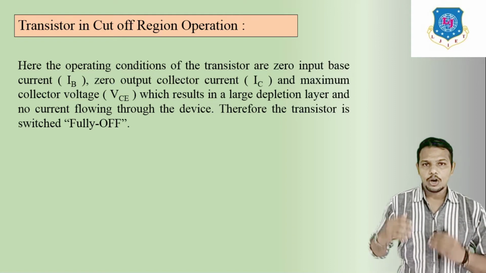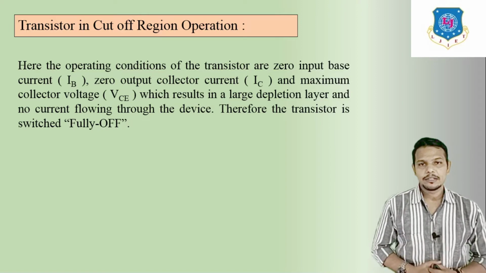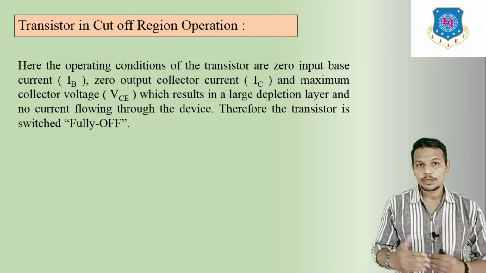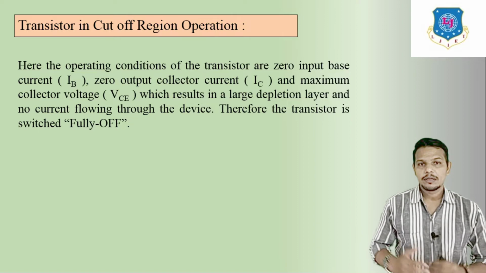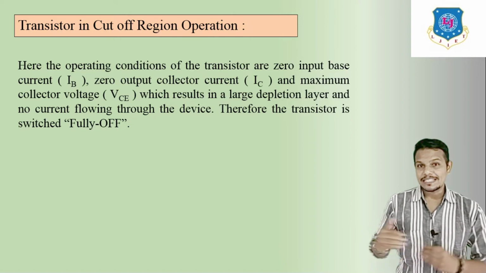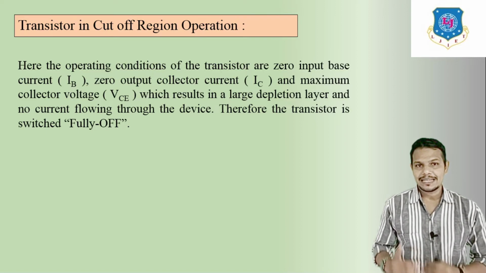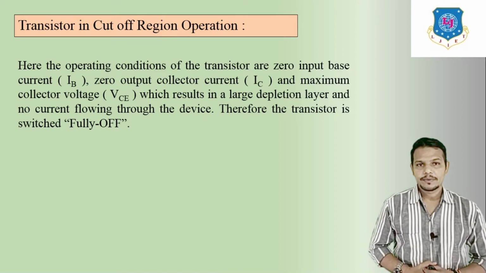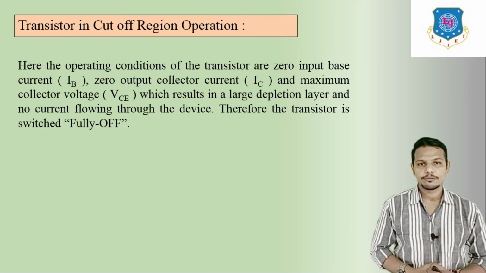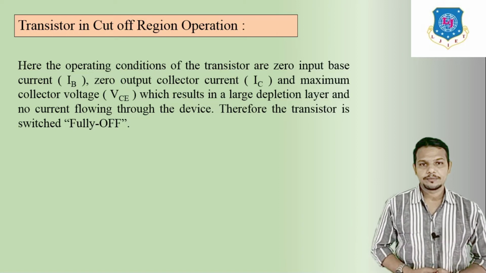The operating conditions of the transistor are zero input base current, that means IB is 0, zero output collector current, that means IC is equal to 0, and maximum voltage VCE across the transistor, which results in a large depletion region, and the current flowing through the device is 0. Therefore the transistor is fully off. Here we can see the operation step by step.